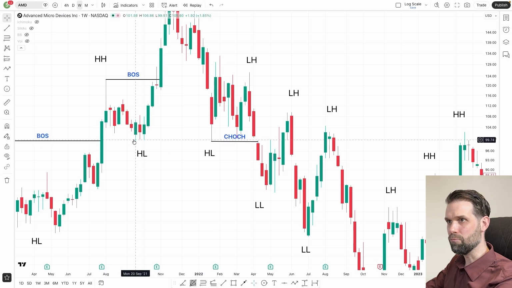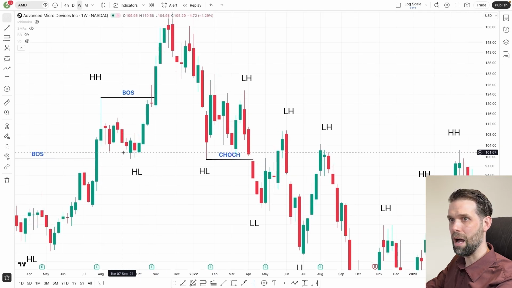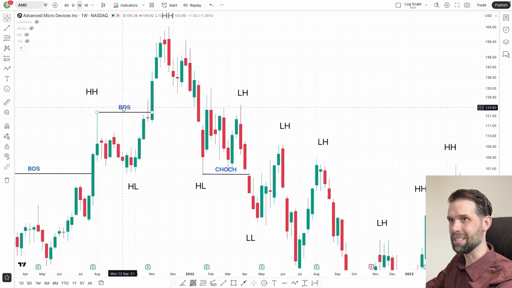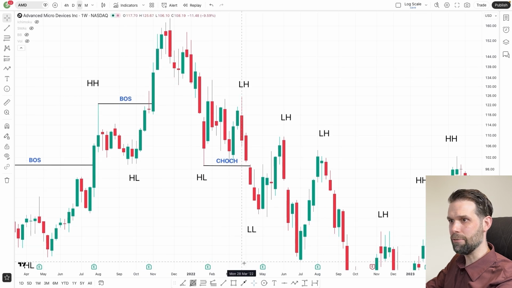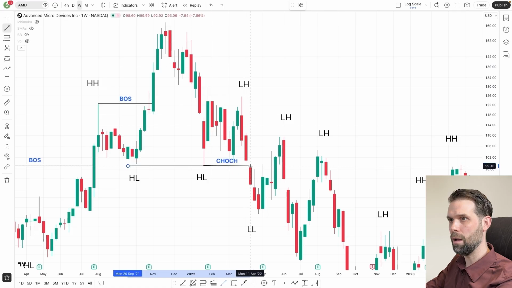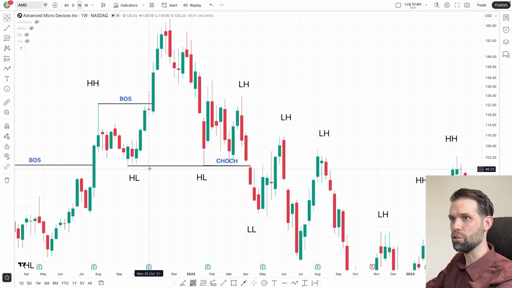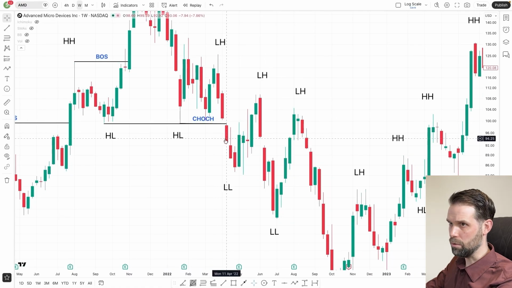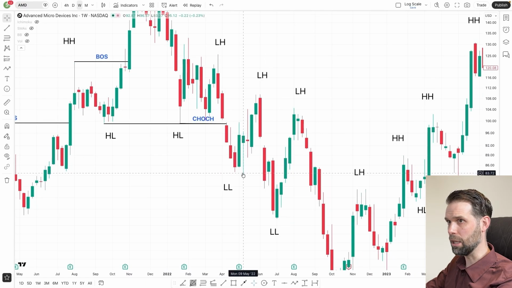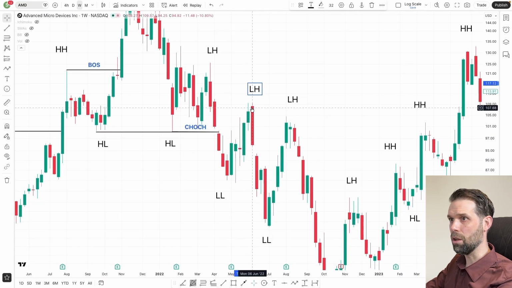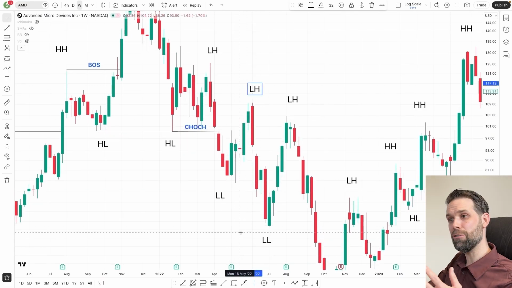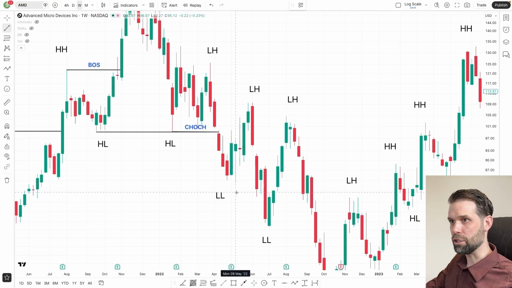And we also, right around that exact same area, make a change of character from this higher low here, which is associated with this last break of structure up. So it's right around the same area where this change of character is as well. And that is your official change of character right in that area. And then the trend changes. We make a lower low and we have a lower high. And now, because we're in a downtrend, we start making breaks of structure to the downside.